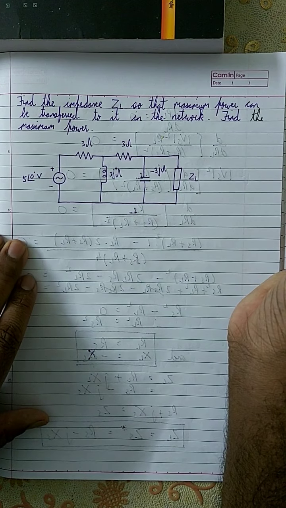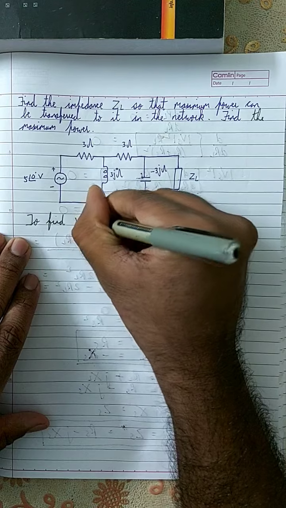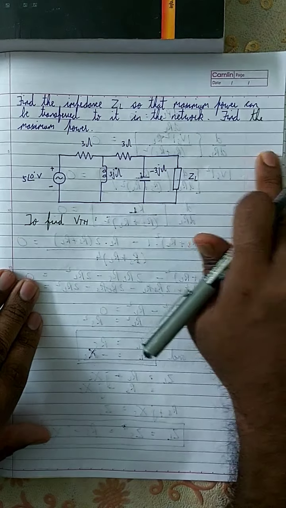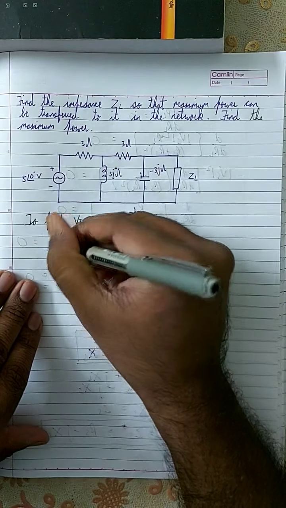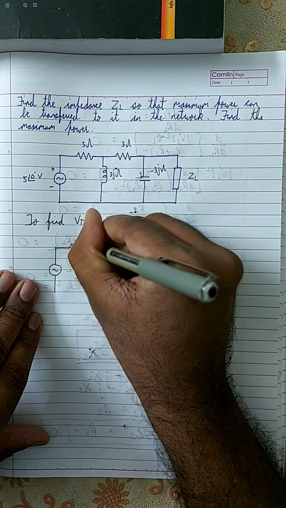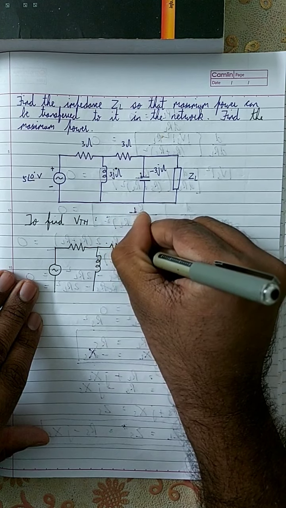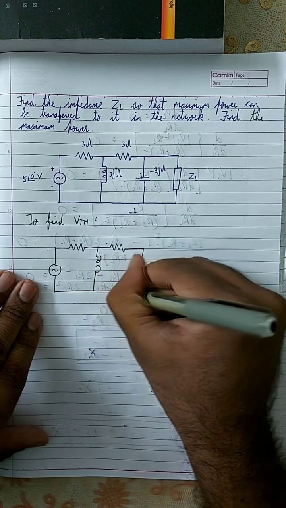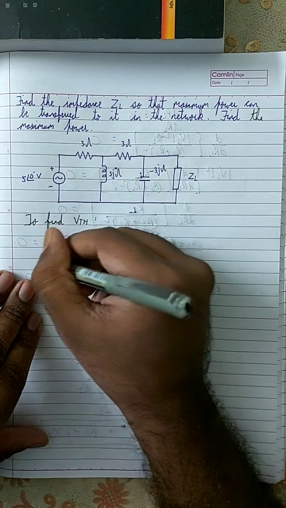First I will find VTH. To find VTH, in this circuit this is the load, so I will remove the load. The open voltage across that will be VTH. So this problem is basically the same as doing the Thevenin's voltage. If they ask any question from Thevenin's theorem or from maximum power transfer theorem, the first thing you need to do is to find both VTH and ZTH.